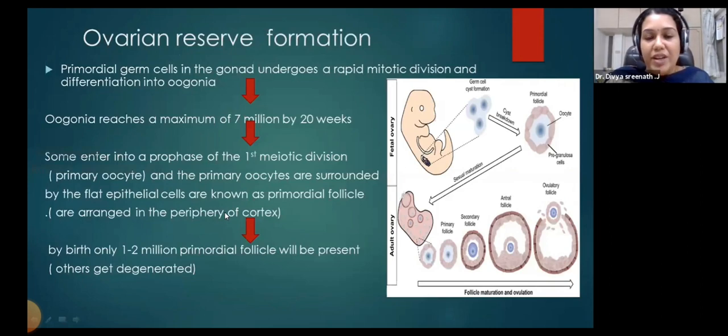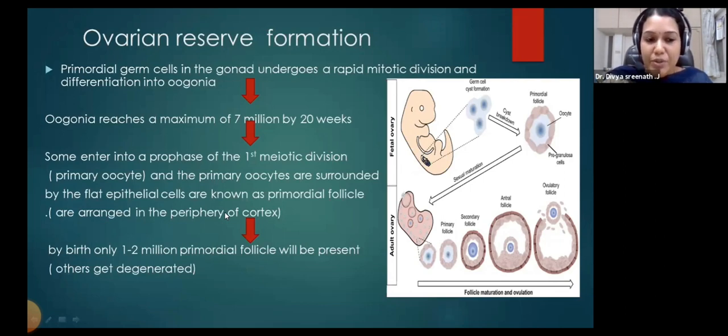So how is the ovarian reserve formed? I had already mentioned that the ovary contains so many primordial follicles. During embryonic development itself, the primordial germ cells which have migrated to the developing gonads undergo rapid mitotic division. Mitotic division means multiplication; they get multiplied into so many. Around 20 weeks, it reaches up to 7 million in number.